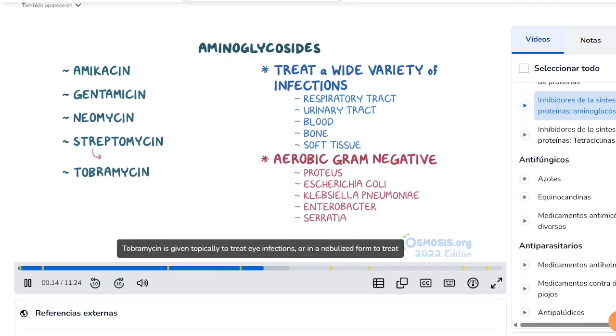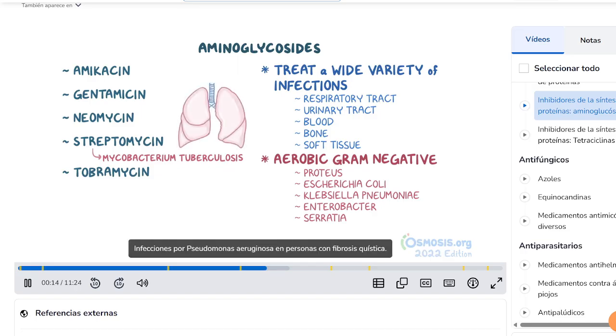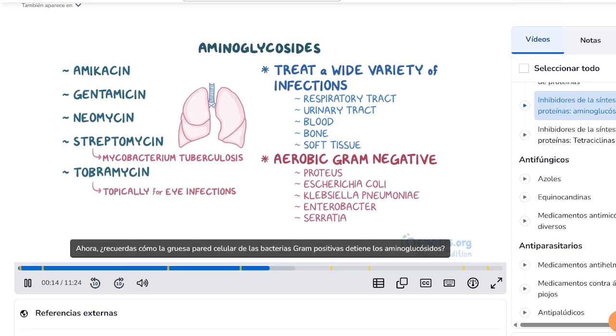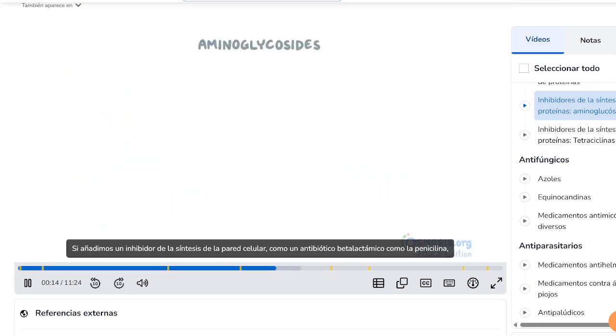Streptomycin is often used against Mycobacterium tuberculosis, which thrives in the oxygen-rich lung tissue. Tobramycin is given topically to treat eye infections, or in a nebulized form to treat Pseudomonas aeruginosa infections in people with cystic fibrosis.